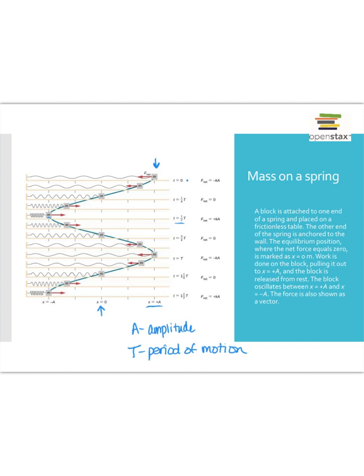Then it's going to come back towards equilibrium and go all the way past and come back here at t equal to the period. It gets back to where it started from. So notice that from this location to this location, it's gone through one complete oscillation. And the amount of time that it took to do that is equal to the period.